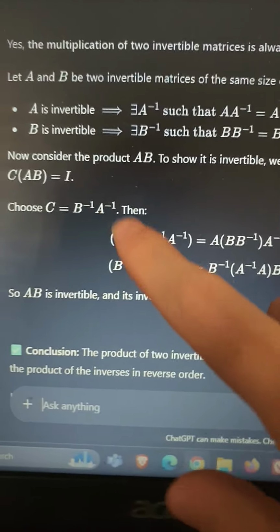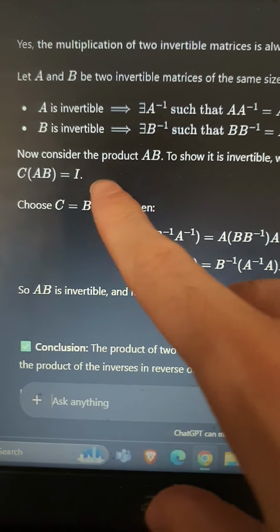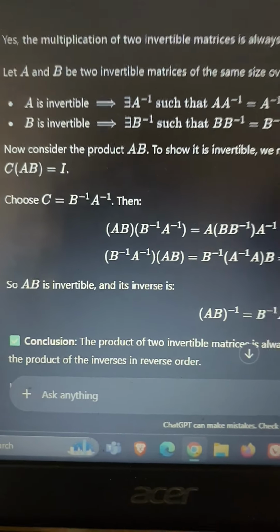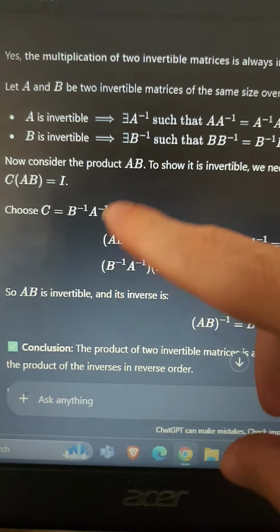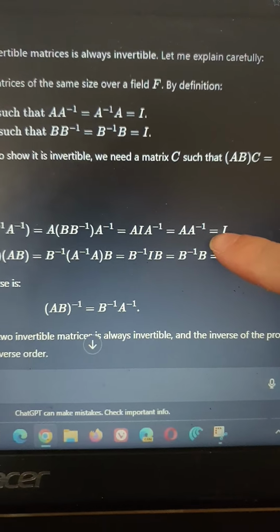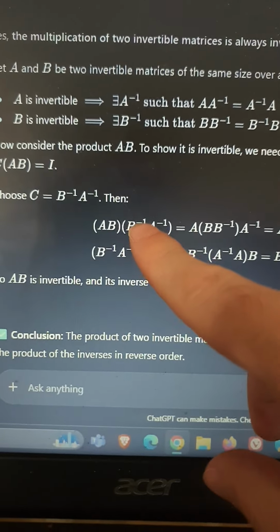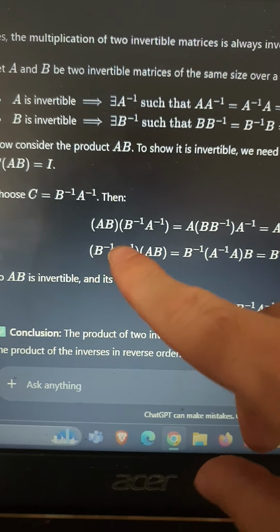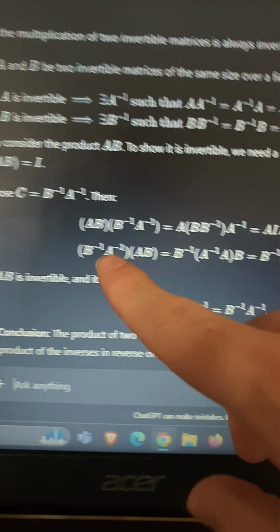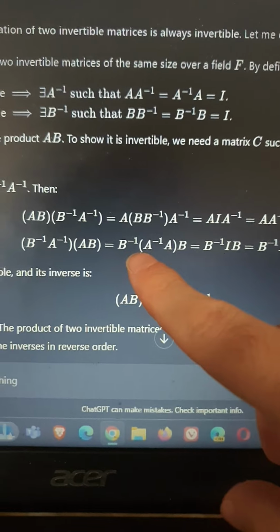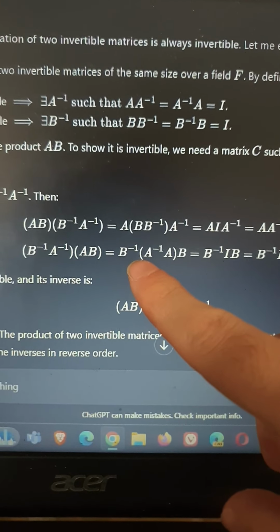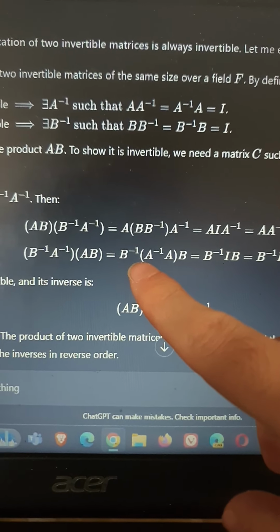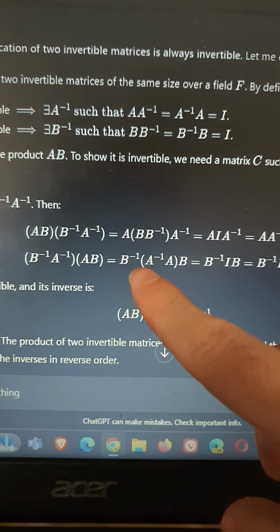And again, AB is a square matrix because we multiply two square matrices, so AB is square. So we got the I, so AB is invertible on the right. On the left, we'll do the same thing, B minus 1, A minus 1, the same matrix as the inverse. And again, we are playing a little bit with the parentheses because of the associativity of the multiplication of matrices, so we can do that.